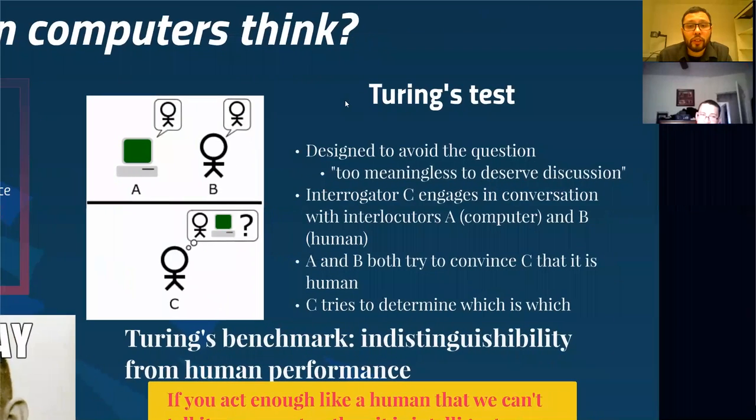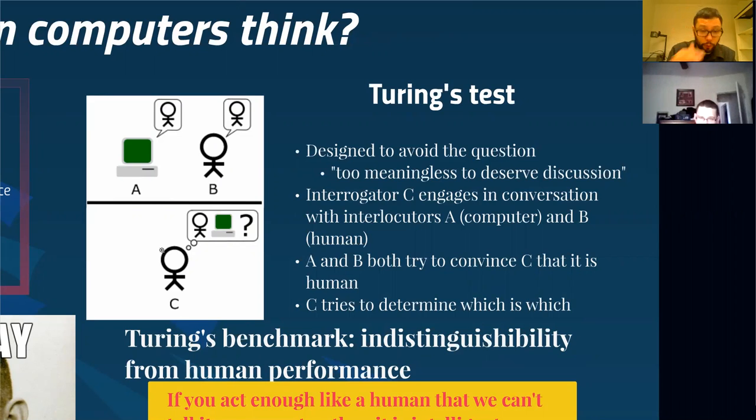His solution is to give what's called the Turing test. This is the Turing test set up right here. The Turing test is a game. Turing calls it the imitation game. It's a game played between humans and machines. One person here labeled C is the interrogator, and the interrogator is supposed to ask questions of a computer and a human, asking questions in natural language.